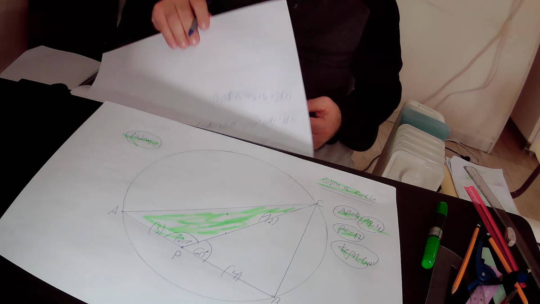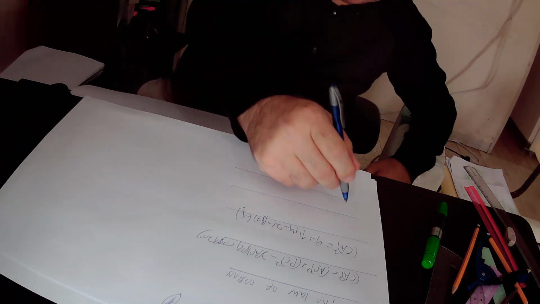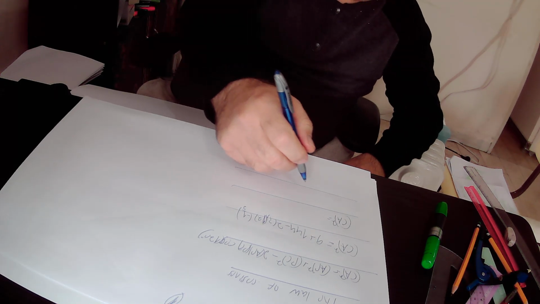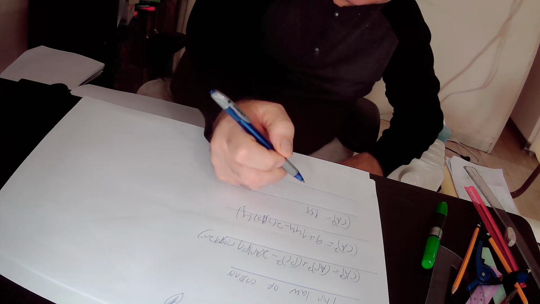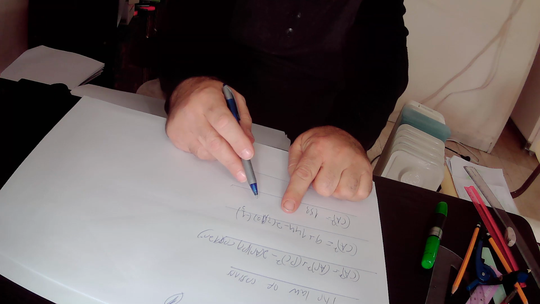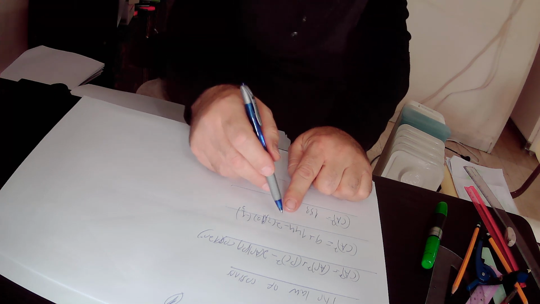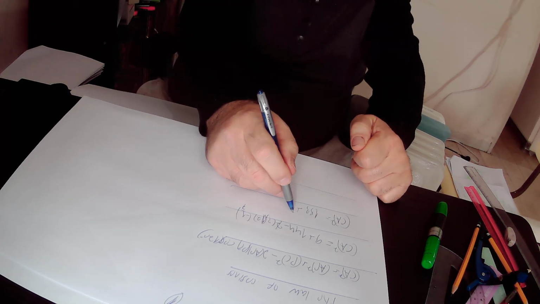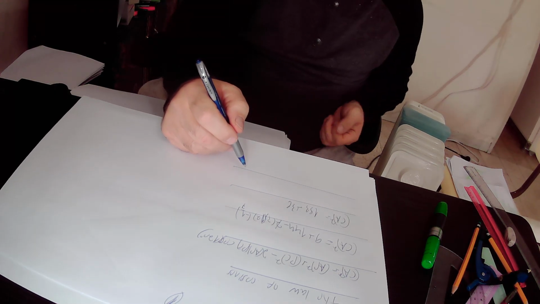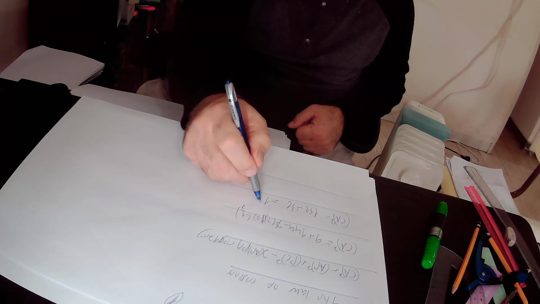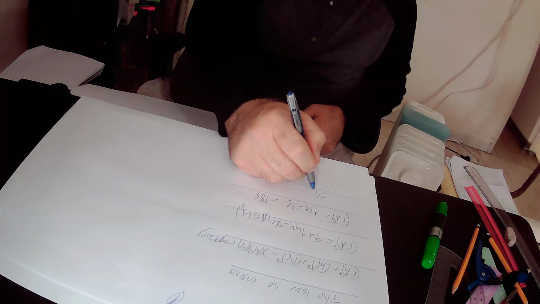So we found that CA squared equals 9 plus 144, which is 153. Here we have minus times minus, which is plus, so this expression is positive. We have 2 in the numerator and 2 in the denominator, so the 2 gets cancelled. This expression in total equals 3 times 12, that is 36. So CA squared equals 153 plus 36, which is 189. CA squared equals 189.